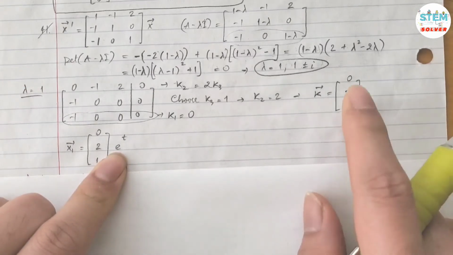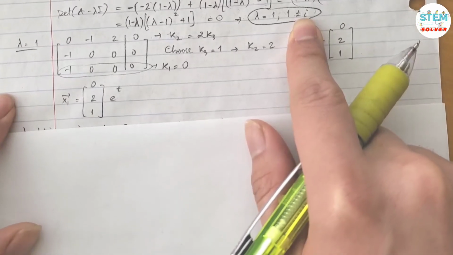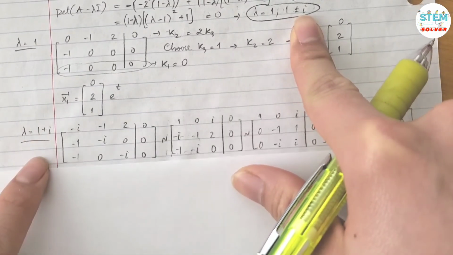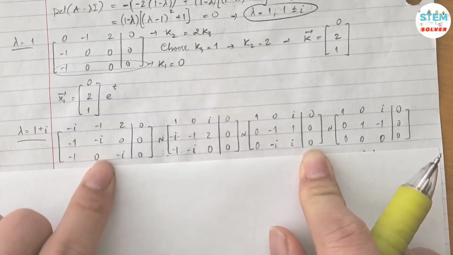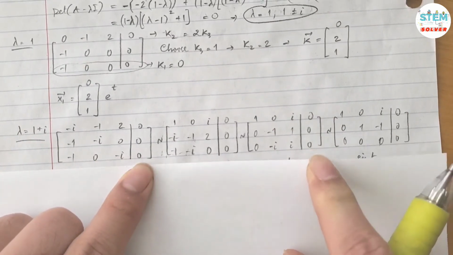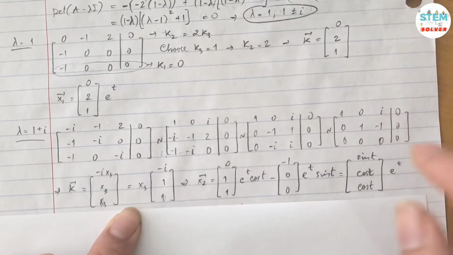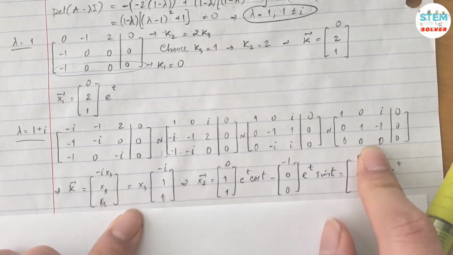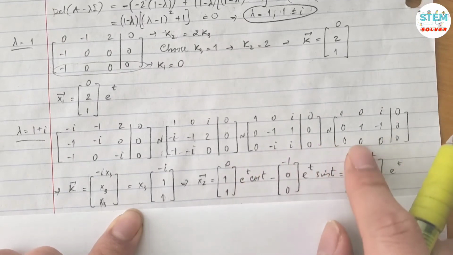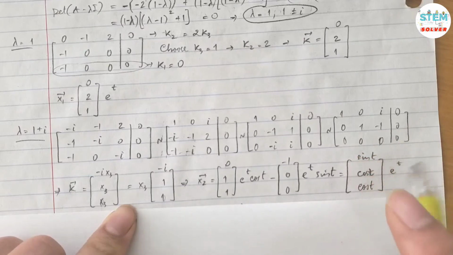Now you're going to do the same thing for 1 plus and minus i. So for lambda equals 1 plus i, plug it into A minus lambda I. That gives you this matrix augmented with 0. Okay, and then if you want, you can reduce it down to row echelon form, which is this. I'm sure you know how to reduce this down, so I'm not going to go over it in order to save time.